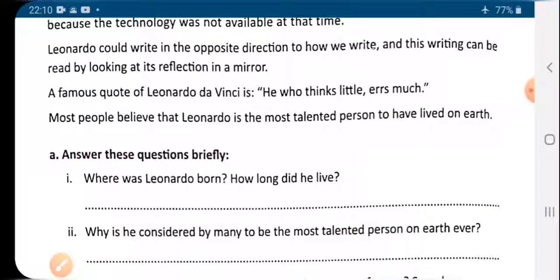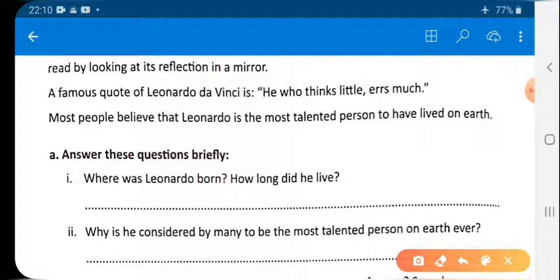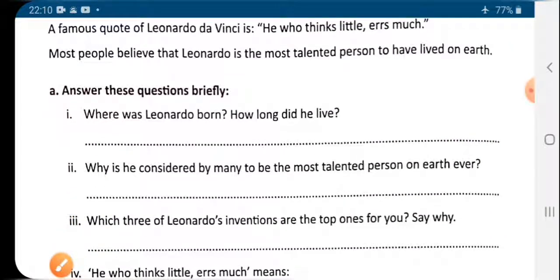First question is, where was Leonardo born? In Vinci, that is in Italy. How long did he live? He lived from 1452 to 1519, means 67 years. He lived 67 years. Next question. Why is he considered by many to be the most talented person on the earth? Because he was an inventor, artist, mathematician, scientist, as we have read in the comprehension chapter.